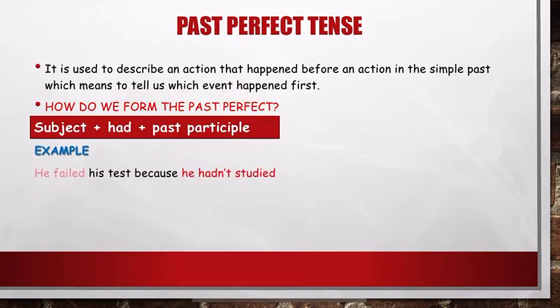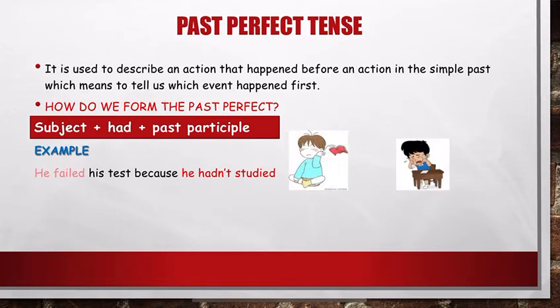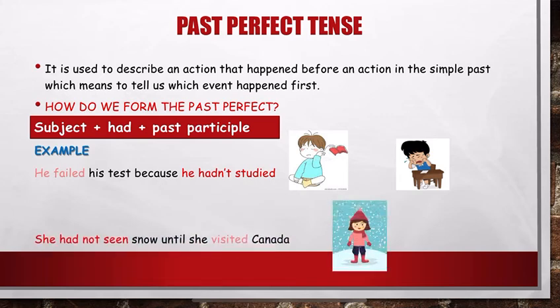For example, he failed his test because he hadn't studied. So, hadn't studied is the first action and failed is the second action. So, he didn't study, that's why he failed. Another example, she had not seen snow until she visited Canada. The first action is that she had not seen snow before, and then she visited Canada. So this is the first action and this is the second action.